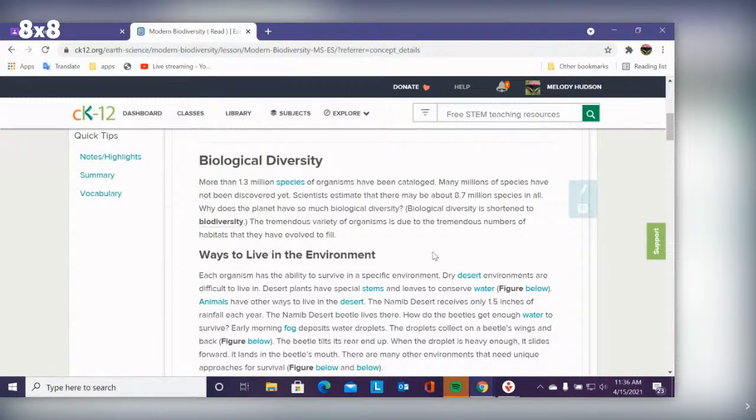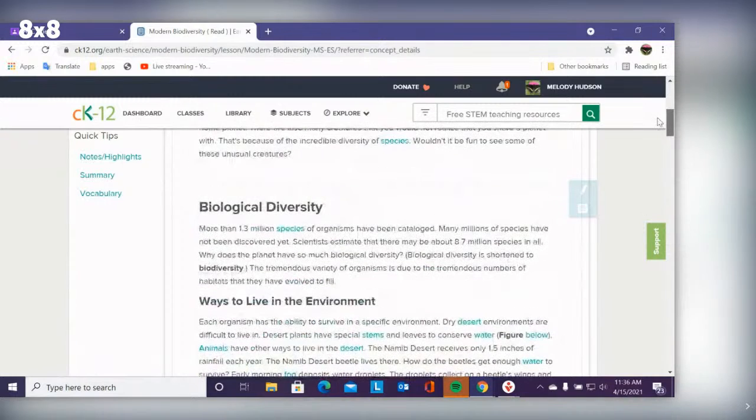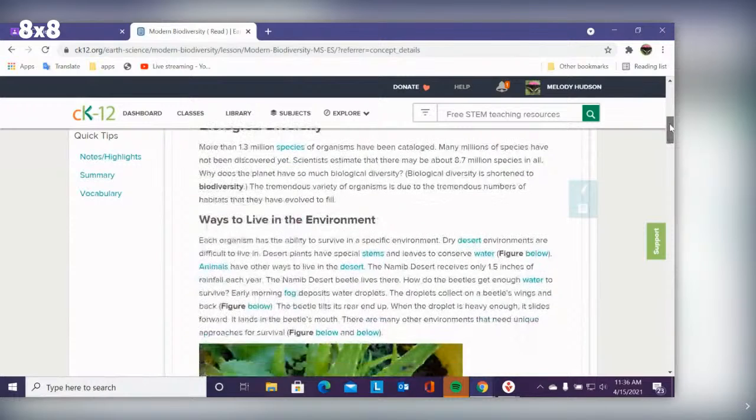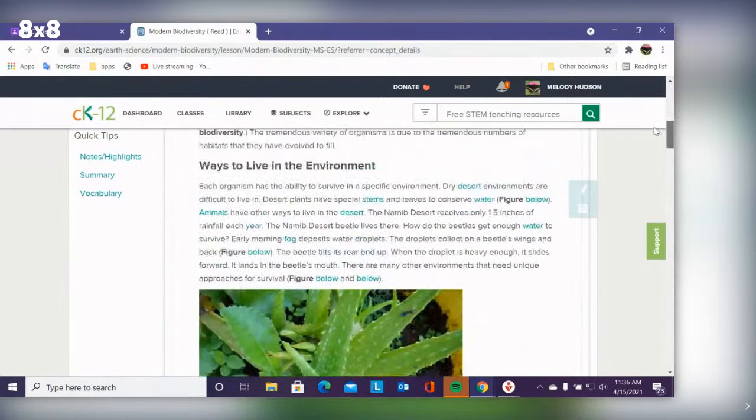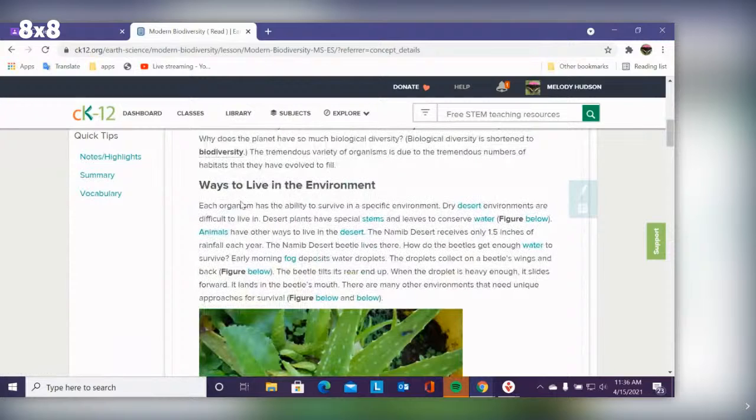And why does the planet have so much biological diversity or biodiversity? The tremendous variety of organisms is due to the tremendous habitats that they have evolved to fill. Whether we're talking about the ocean, the desert, the forest, the jungle, our rivers, they have evolved to live anywhere and everywhere, even in our frozen tundra. So each organism has the ability to survive in a specific environment.